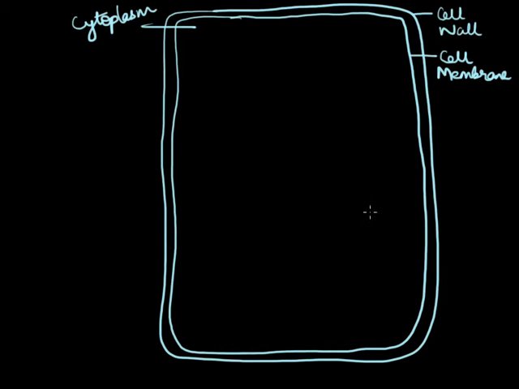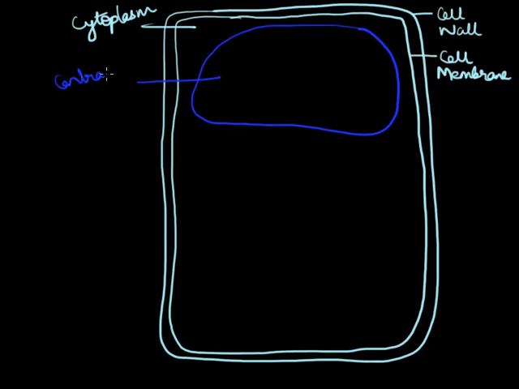Now the cytoplasm contains a lot of organelles, membrane bound organelles. So we will learn how to draw each one by one. So the first organelle that we are going to draw is the vacuole. This is also called the central vacuole and it occupies a large amount of space in the plant cell.